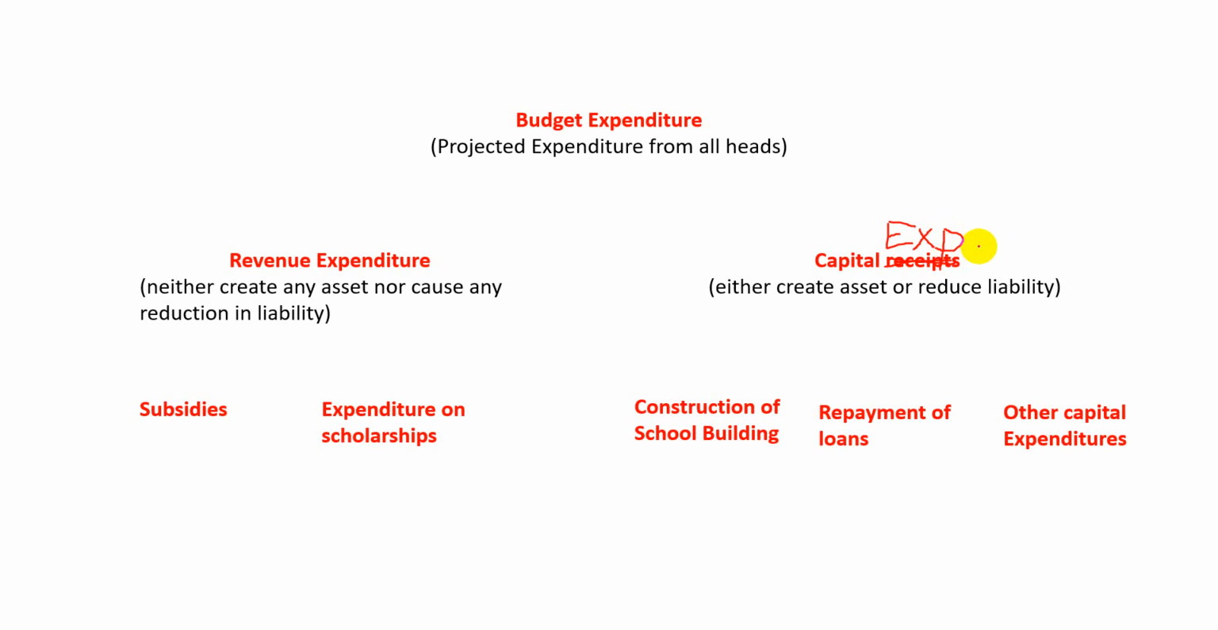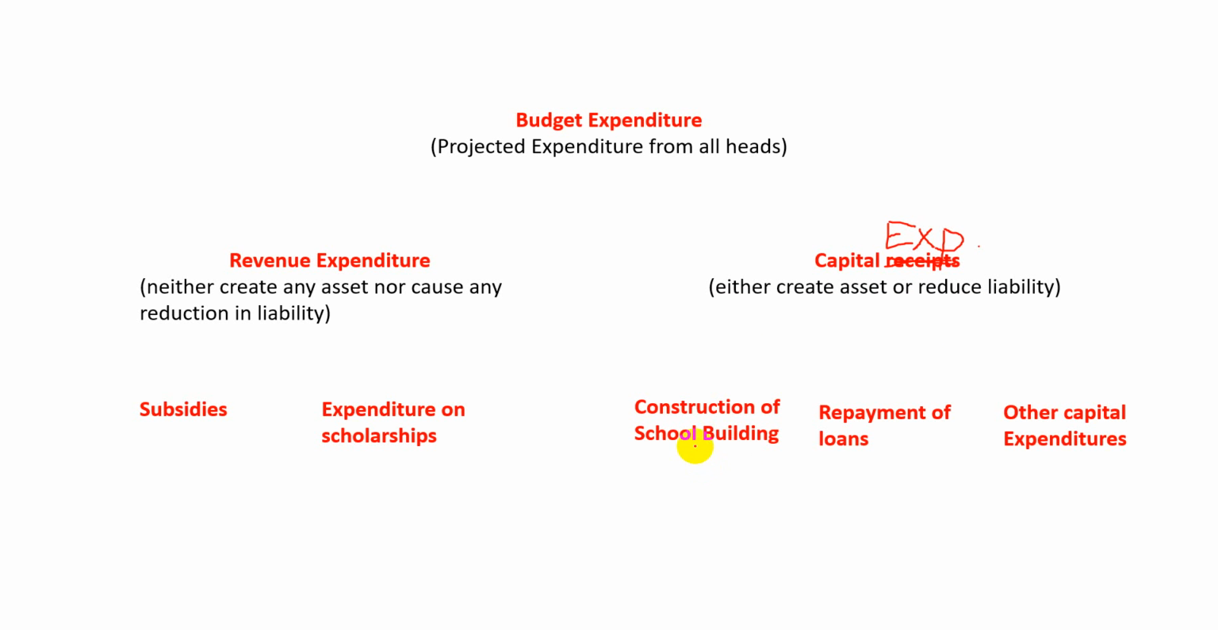Capital expenditure. Revenue expenditures are those for which there is neither creation of asset nor any reduction in liability. For example, subsidies, expenditure on scholarships, etc. And capital expenditure are those for which there is either creation of asset or reduction in liability. So it either creates assets or reduces liability of the government.